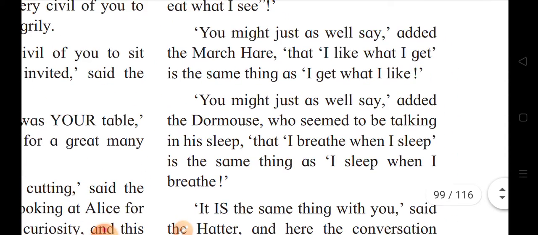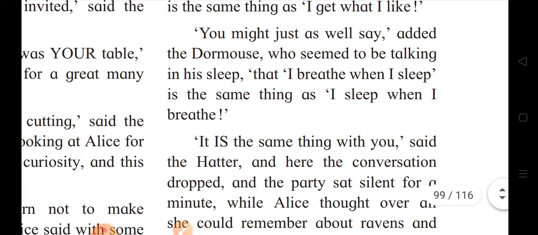"You might just as well say," added the March Hare. So the March Hare also joined in. He says that whatever you said is just like this: "I like what I get" is the same thing as "I get what I like." I hope you have understood that they just want to irritate her by making all these statements which don't have any meaning.